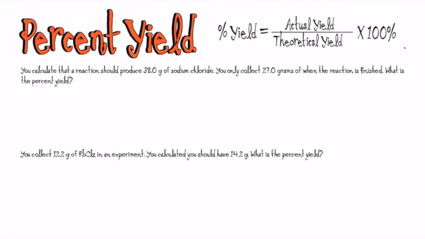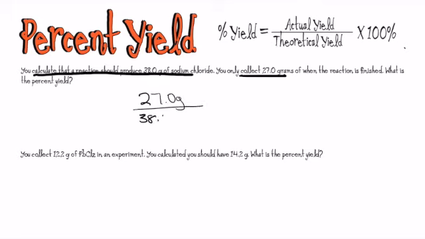So you calculate that a reaction should produce 38.0 grams of sodium chloride. You collect 27 grams when the reaction's finished. What is the percent yield? So we need to know our actual and our theoretical. The actual is what you collect, so 27.0 grams. Your theoretical is what you calculate, so 38.0 grams of sodium chloride times 100, so you should have 71.05%.